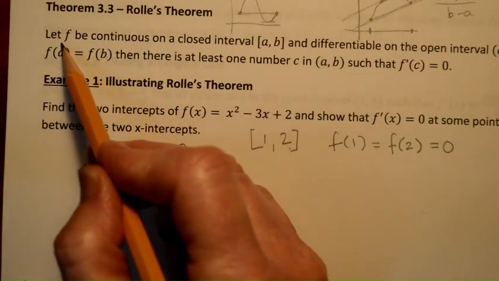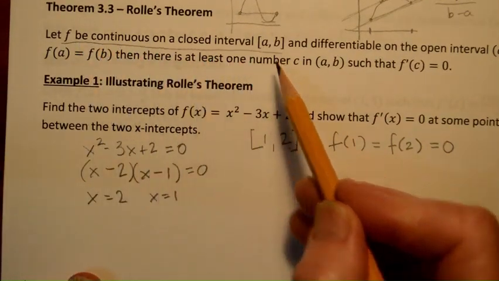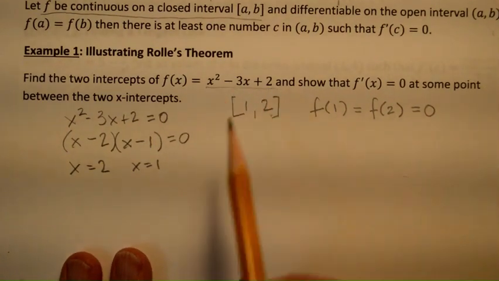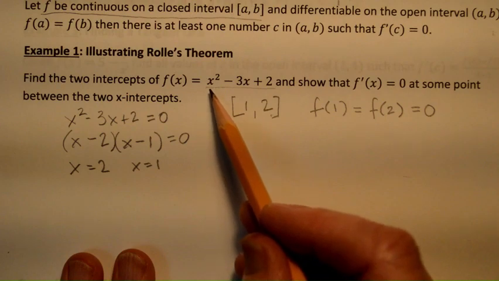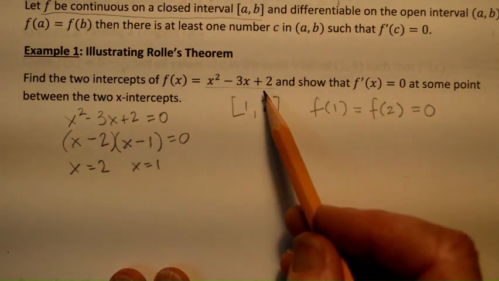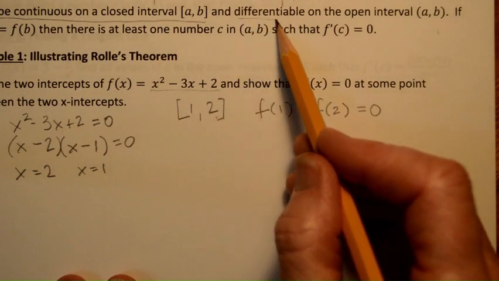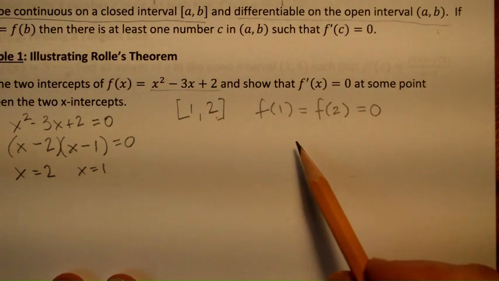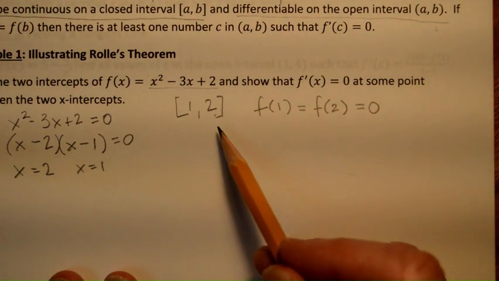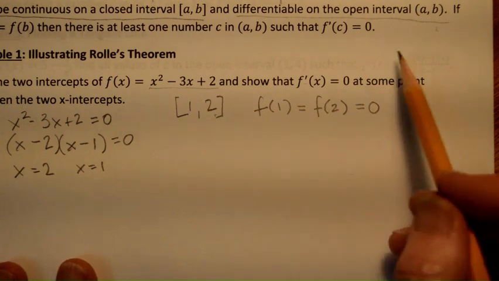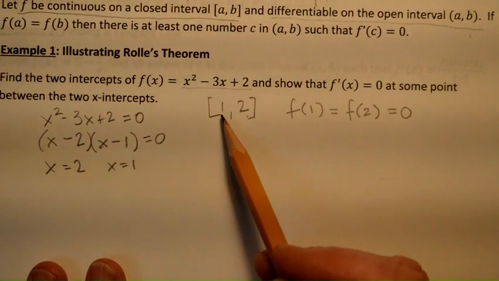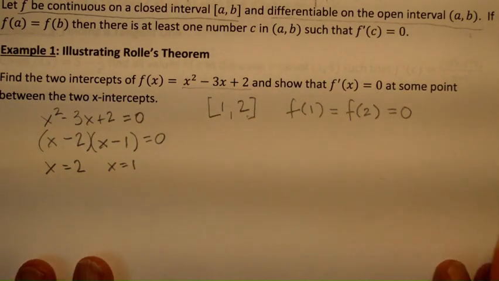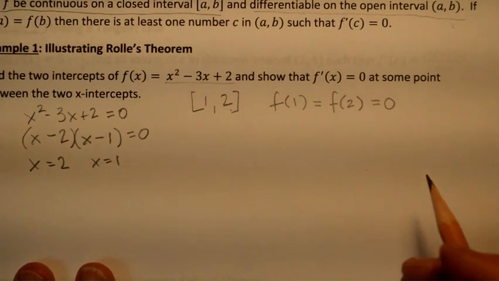So f has to be continuous on that interval. Is this continuous on the closed interval 1 to 2? Yes, all polynomials are continuous everywhere. Is it differentiable on the open interval? Again, yes, all polynomials are differentiable everywhere. And then the third requirement is that f of a equals f of b. In other words, f of 1 equals f of 2, which we just established. So we can use Rolle's theorem.